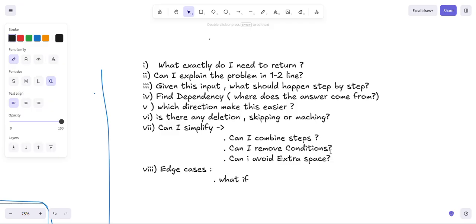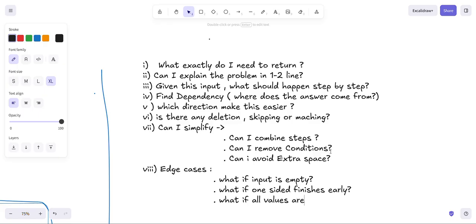What if input is empty? And what if one sided finish finishes early? And what if all values are set?